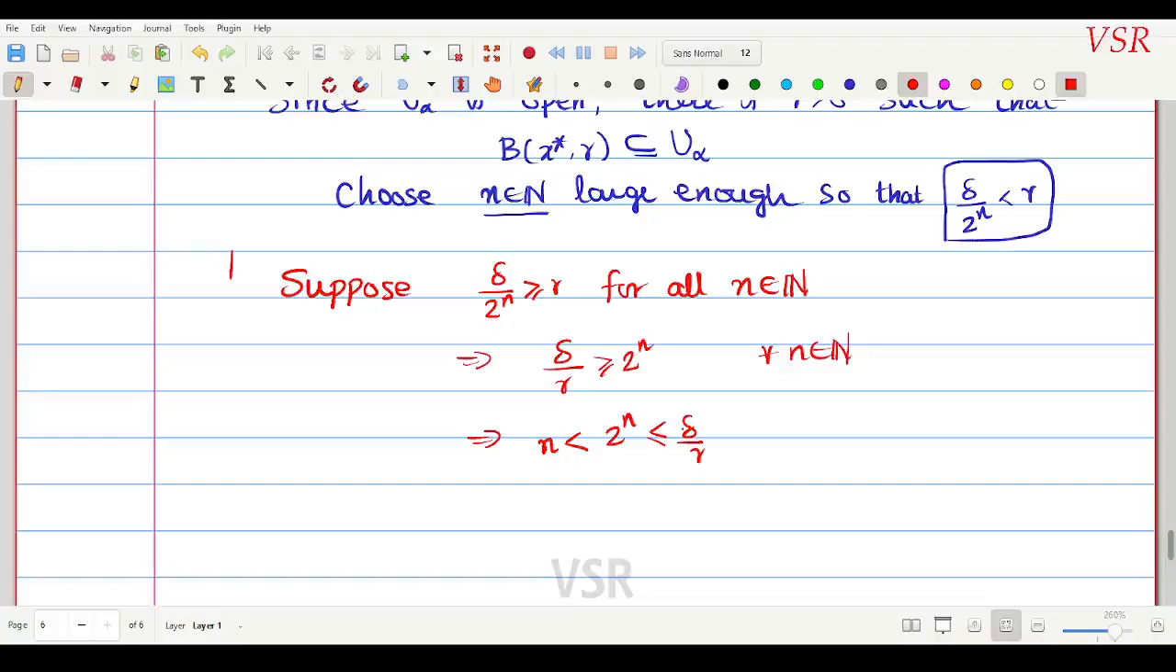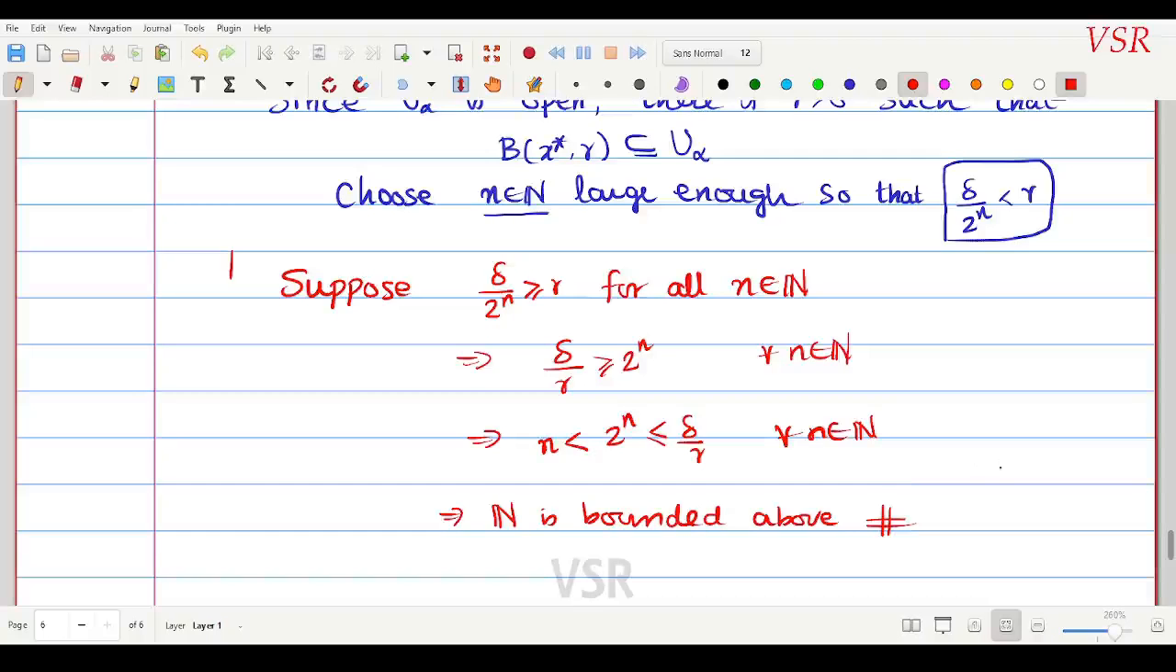Okay, put 1 in place of n: 1 is less than 2; put 2, 2 is less than 4; put 3, 3 is less than 8. It will keep going like that, so this is always true. So for every n belonging to the natural numbers, this implies that the set of natural numbers is bounded above. That is wrong, that is a contradiction to the Archimedean principle. What does the Archimedean principle say? It says the natural numbers are not bounded above.